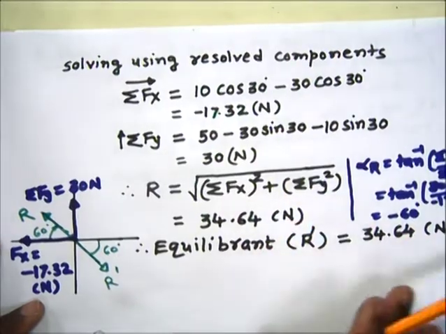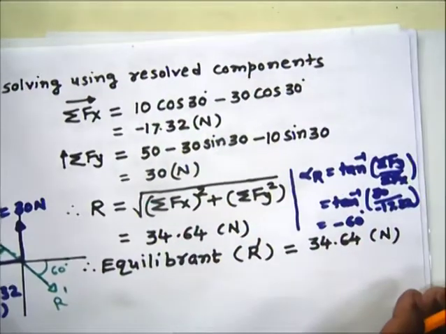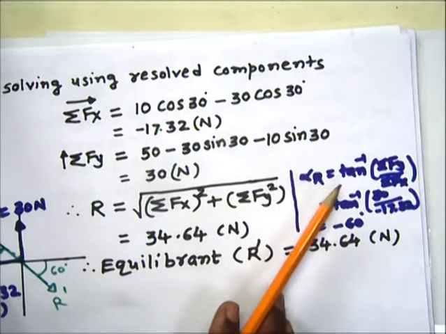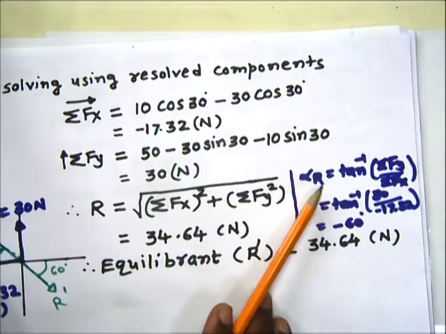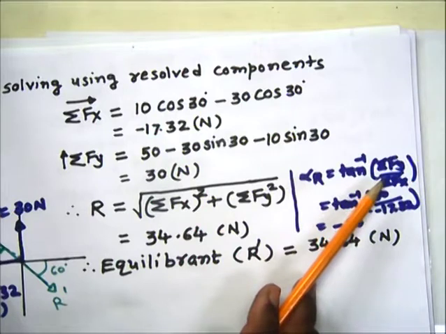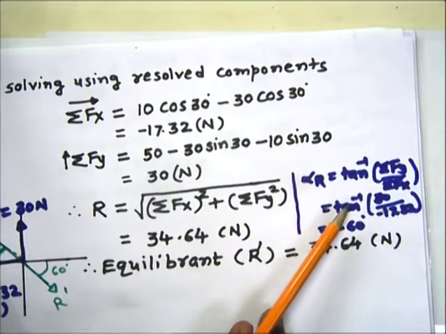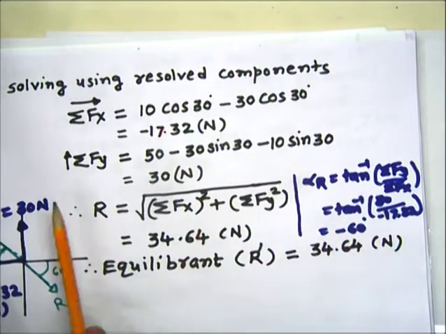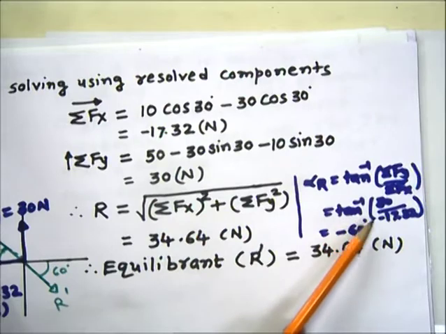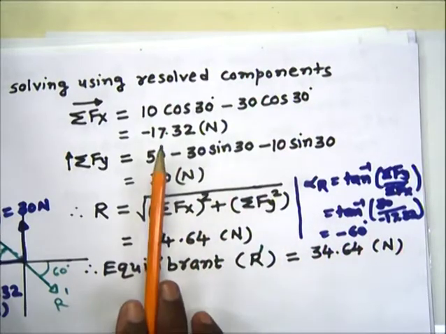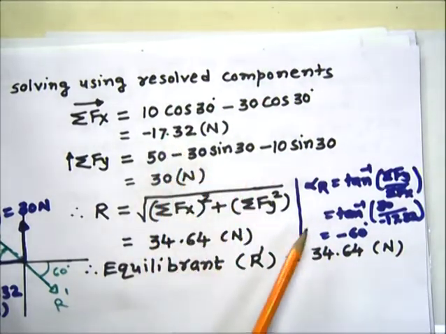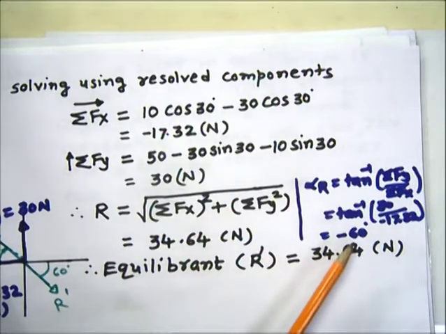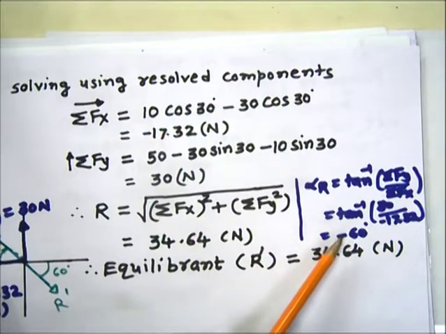And the angle of the resultant force with the positive x-axis is given by alpha = tan inverse of sigma Fy divided by sigma Fx. Putting in all values, sigma Fy is 30 and sigma Fx is 17.32, so this comes out as minus 60 degrees. The minus sign shows this angle is taken from the x-axis in the clockwise direction.